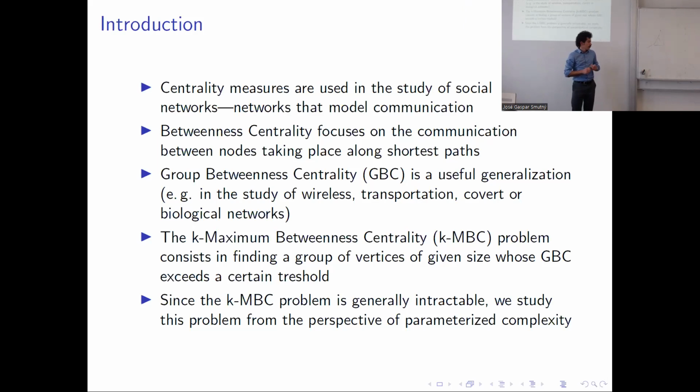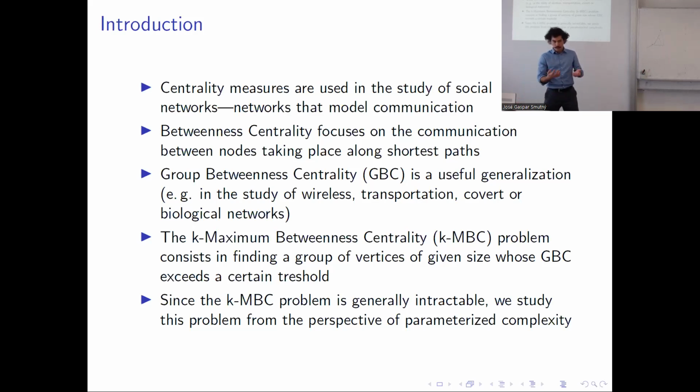Of course, betweenness centrality regards only a single vertex, but we can generalize this to groups of vertices. This is a very useful generalization, so we can study the way whole groups of vertices influence communication in the network, assuming that it's occurring along shortest paths. It can be used in the study of wireless networks, for example, with the router example. Also, covert networks. So I read some studies about the police investigations of criminal networks and trying to find relevant groups that influence communication among the network, which is, of course, an interesting application. Also, biological networks. So for the study of the way some proteins interact with each other.